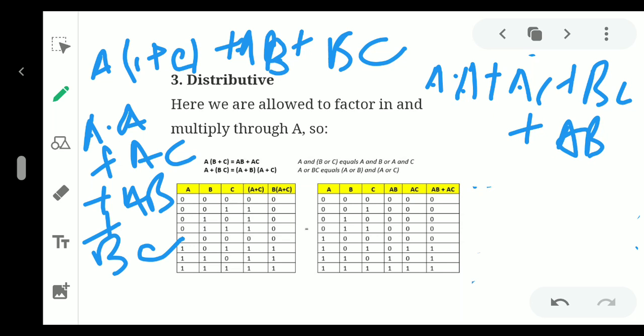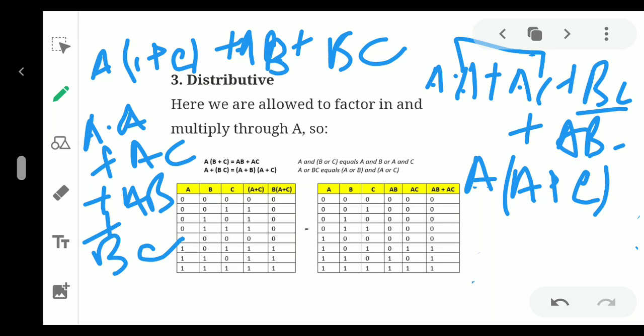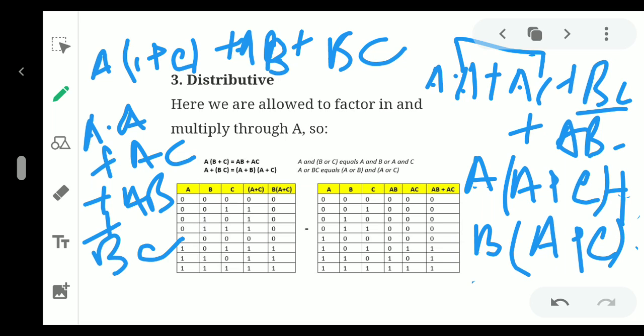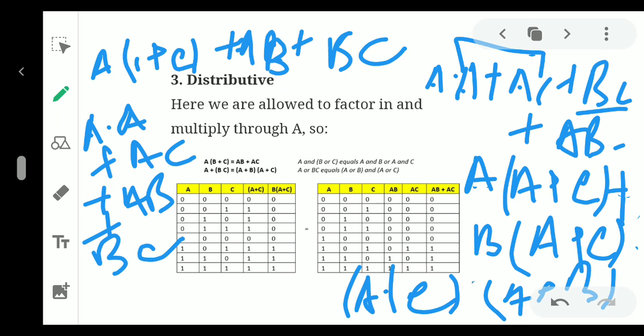If you take A common from the first two terms, what is left? A plus C. And from the other two terms, if you take B common, what is left? A plus C. Now I am taking A plus C as common, and it is A plus B. In this way we can prove the rule.